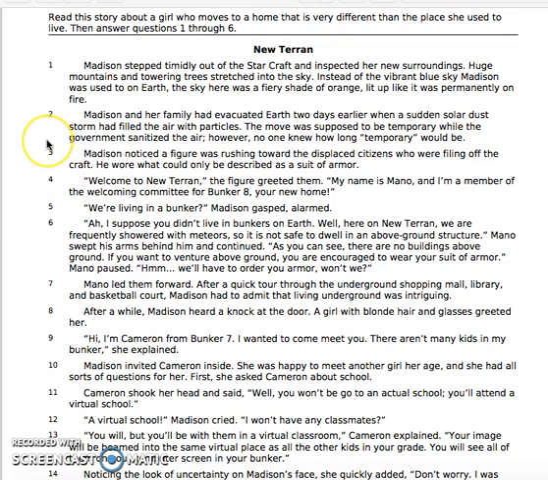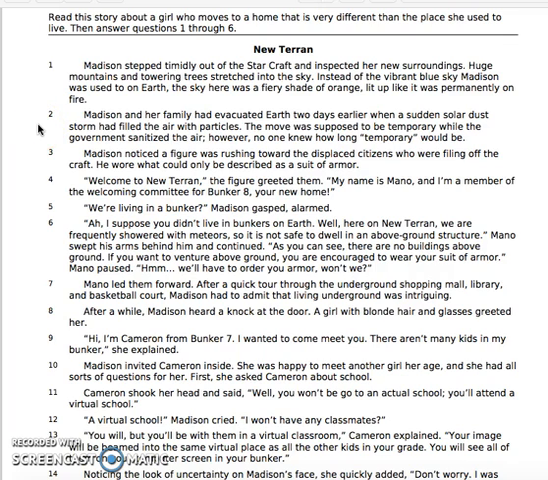New terrain. Madison stepped timidly out of the starcraft and inspected her new surroundings. Huge mountains and towering trees stretched into the sky. Instead of the vibrant blue sky Madison was used to on Earth, the sky here was a fiery shade of orange, lit up like it was permanently on fire.